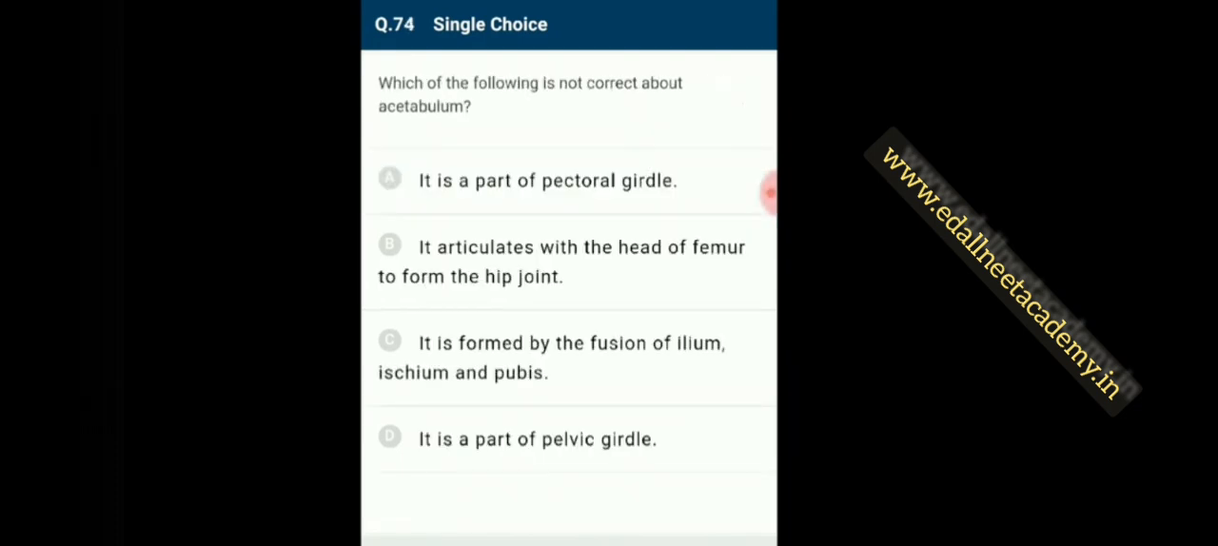Question number 74. Which of the following is not correct about acetabulum? The acetabulum is the socket where the head of the femur articulates to form the hip joint. It is formed by the fusion of three bones of the pelvis: ischium, ilium, and pubis. During the articulation, the acetabulum is oriented laterally, inferiorly, and anteriorly, while the femur neck is directed superiorly, slightly anterior, with a medial orientation. The scapula and collarbone form the bones of the shoulder region, for example the pectoral girdle. So the answer is option A. It is a part of the pectoral girdle.